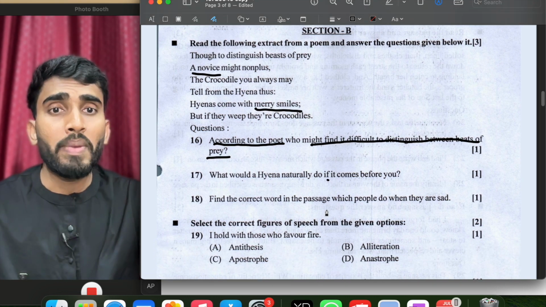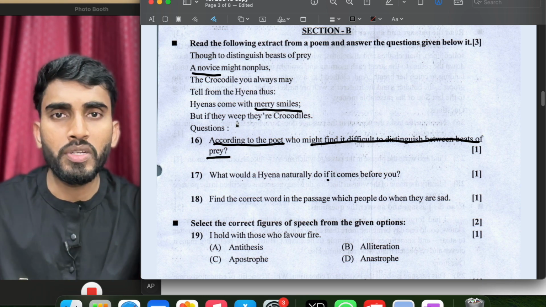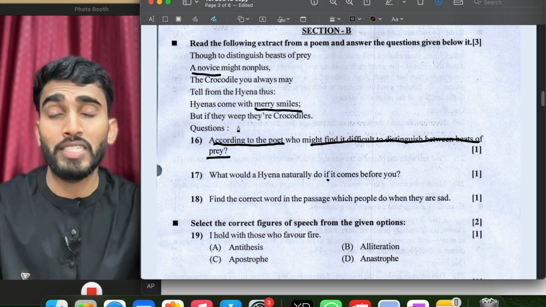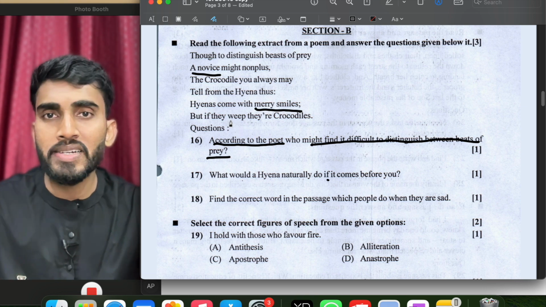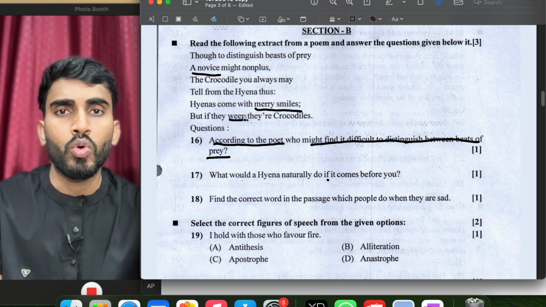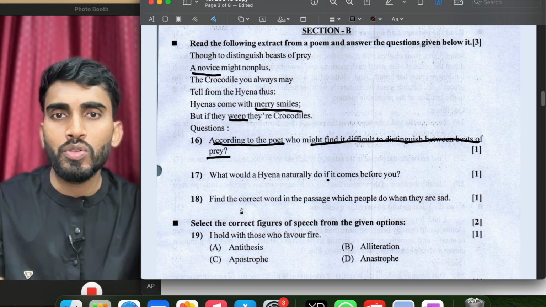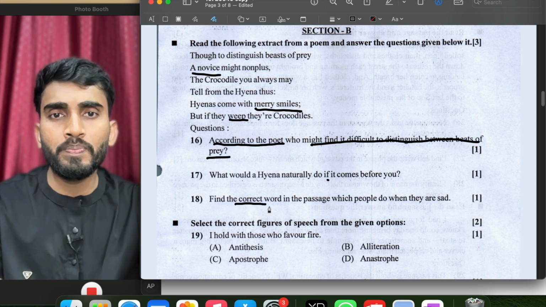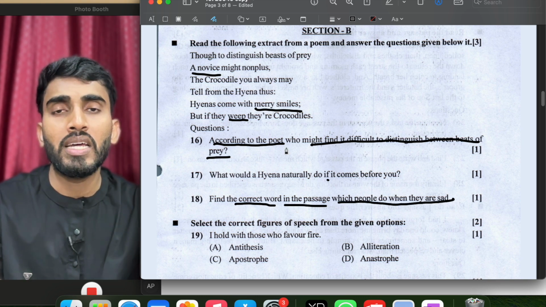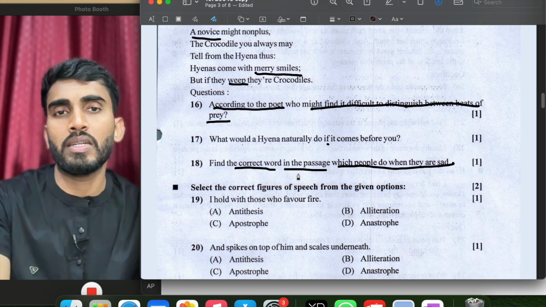Find the correct word in the passage which people do when they are sad. So in the last line of the stanza, it is written that if they weep, they are crocodiles. Weeping is what generally humans do when they are sad. So we'll write here: the correct word in the passage which people do when they are sad is to weep. Okay, so this is the answer.